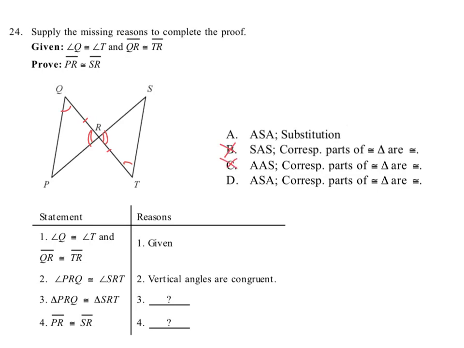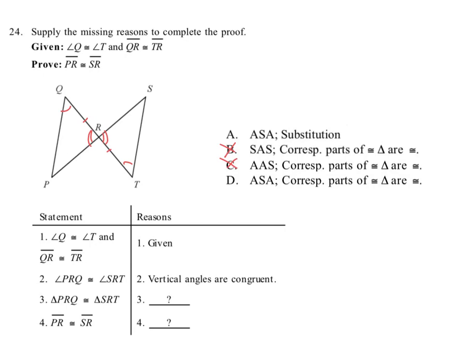And then how do we know that PR is congruent to SR? Once we know the triangles are congruent, we know that corresponding parts of congruent triangles are congruent. So which one does that say? Well, A says substitution as the reason for number 4.